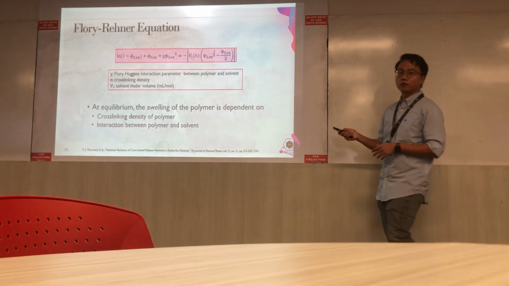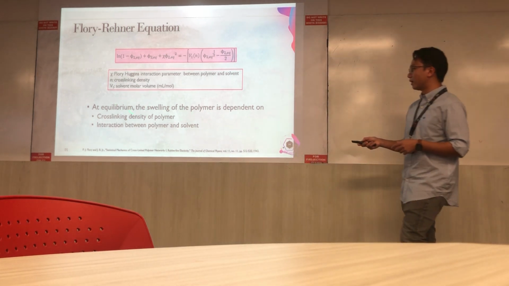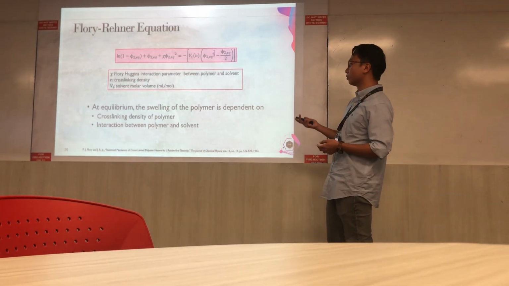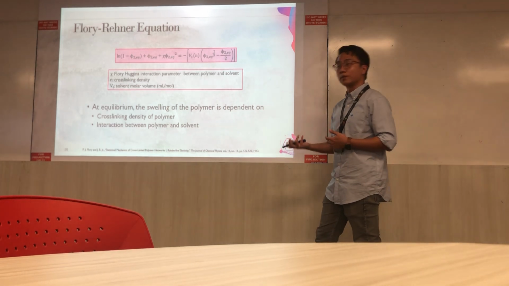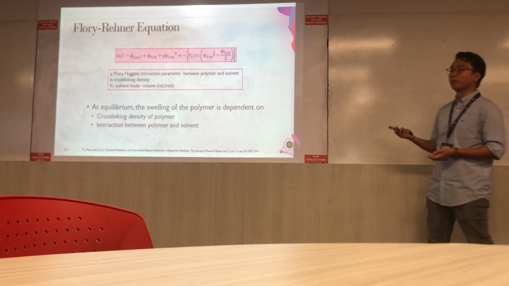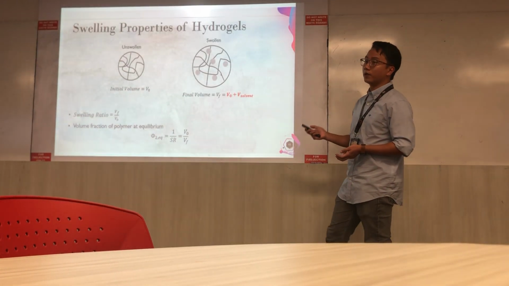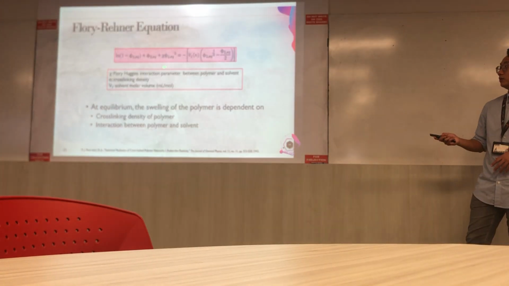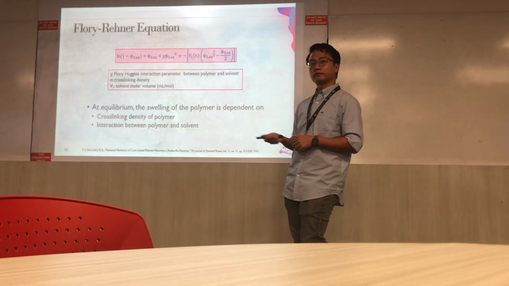And with your scientific calculator, it will be a very easy punching of numbers. Okay, so if you look at this, at equilibrium we can tell that the swelling of the polymer is dependent on two things: how close the cross-link points are to each other, and how well the polymer and solvent interact with each other. Because the other two are material properties. Your volume fraction at equilibrium is a property of the hydrogel. Your solvent molar volume is a property of the solvent. So these two things are what actually affect your swelling.